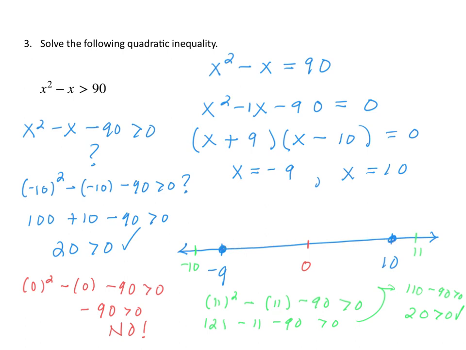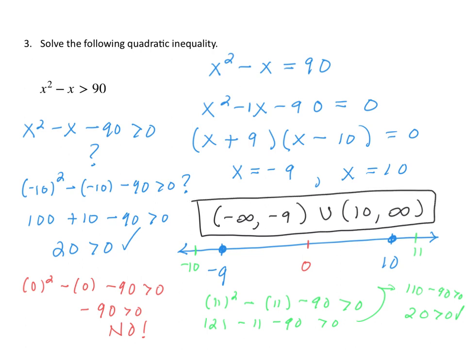I'll express my answer as follows. It's everything from negative infinity up to and not including negative 9, and then everything from 10, not including it, up to positive infinity. For any quadratic inequality, it's typically either everything that's in between your two solutions or everything on the outsides of your two solutions. And you just have to check by using a few numbers to determine which it is.